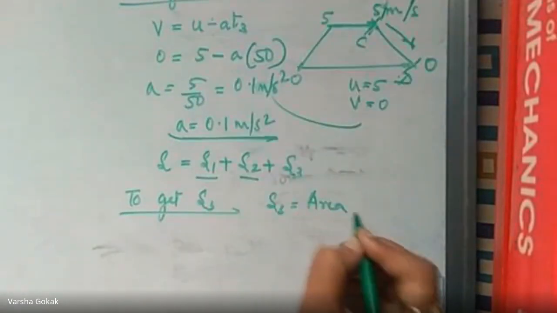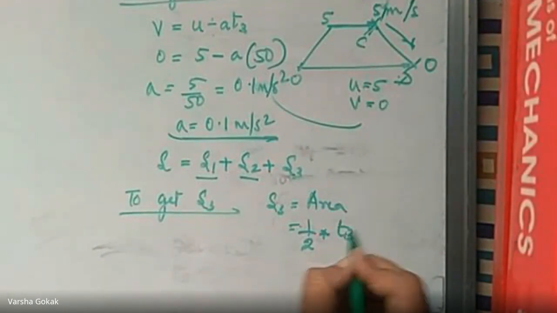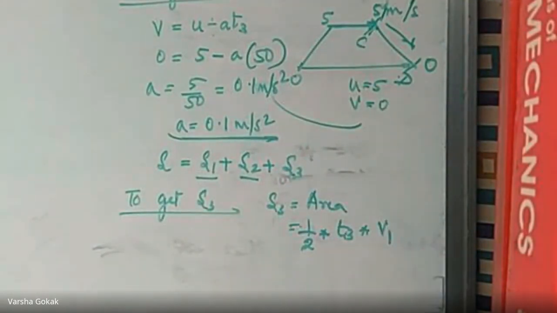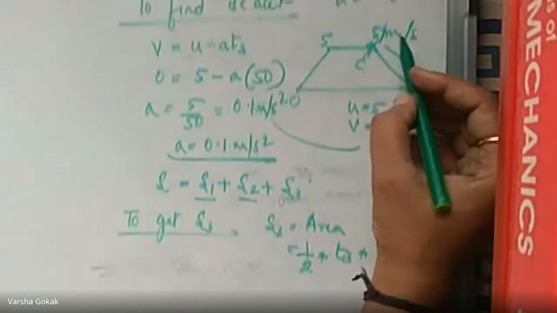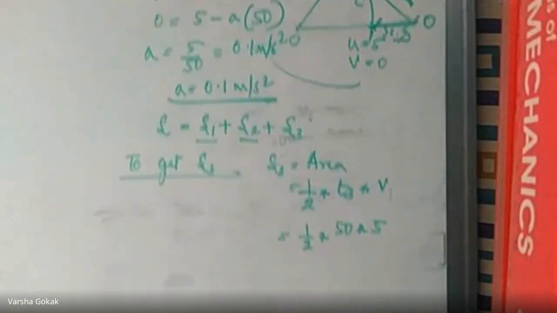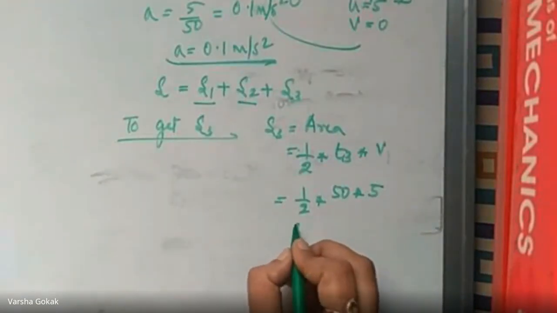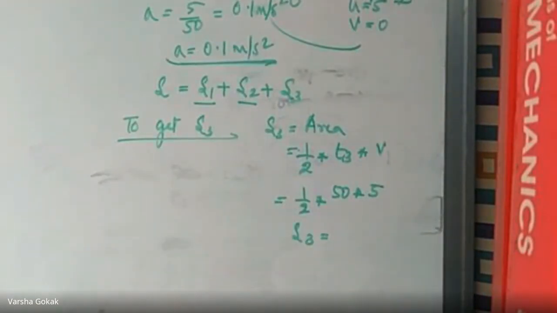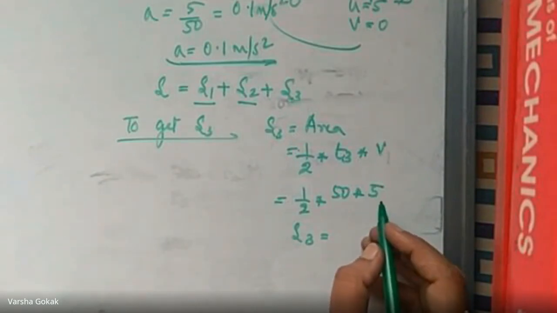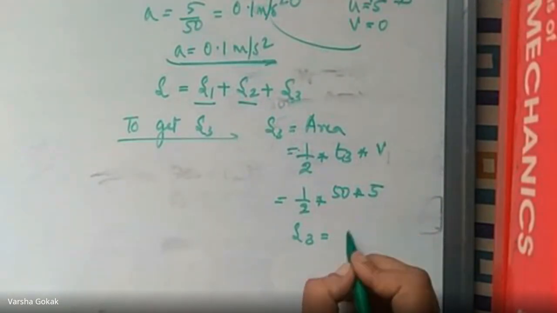That is half base is T3. Height is how much? V1. This graph. S3 is half base into height. Height is 5 only, V1. And this is T3. I know all the values here. Half. T3 value is 50. V value is 5. How much is this? 75? No. 125.